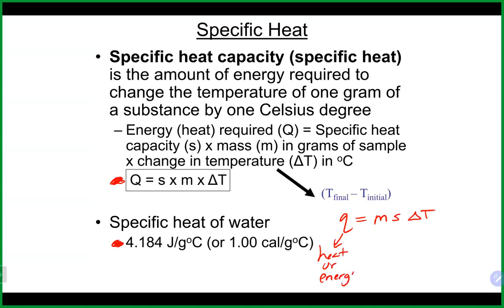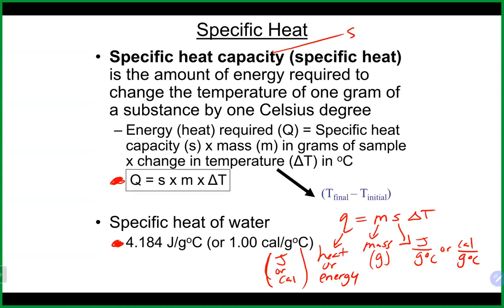And usually the units that we see for Q are either joules or calories, lowercase c for the calories. M is mass, and usually the units that we see for mass are grams in this equation. S is the specific heat capacity, and that has units of joules per gram per degree Celsius or calories per gram per degree Celsius.